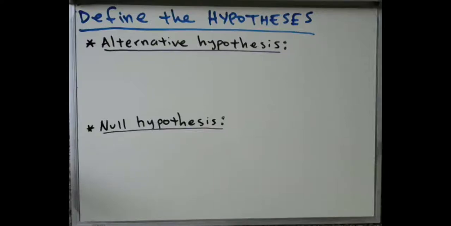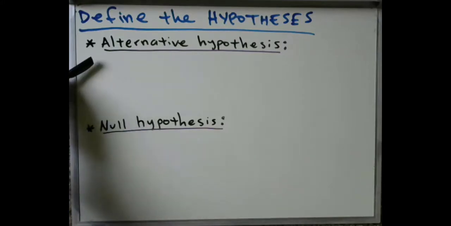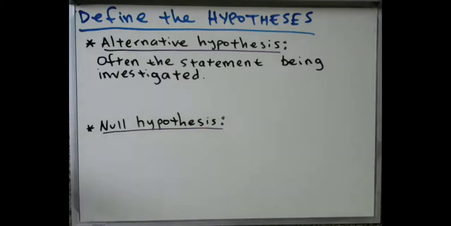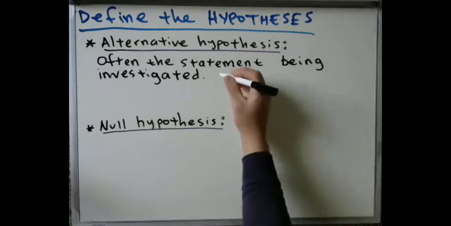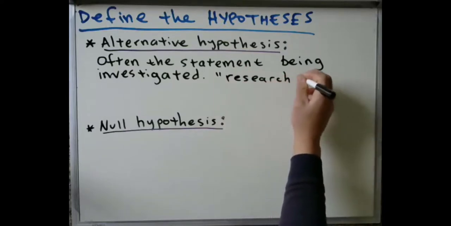In this video, we will go over how we define the hypotheses for a hypothesis test. As mentioned in the previous video, there are actually two hypotheses. There is what we call the null hypothesis and the alternative hypothesis. The alternative hypothesis is often the statement that is being investigated. For that reason, sometimes it is called the research hypothesis.